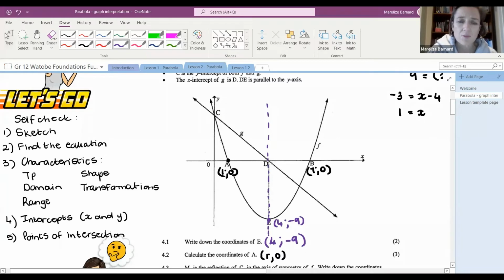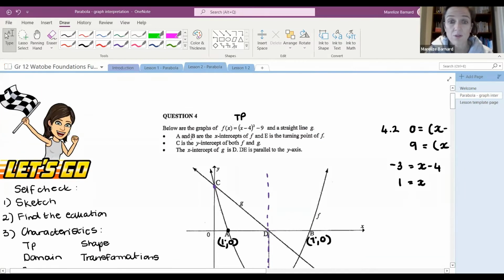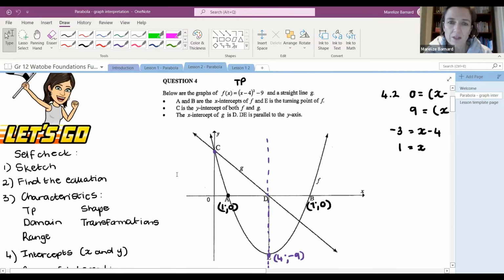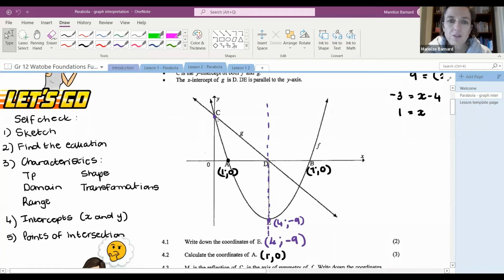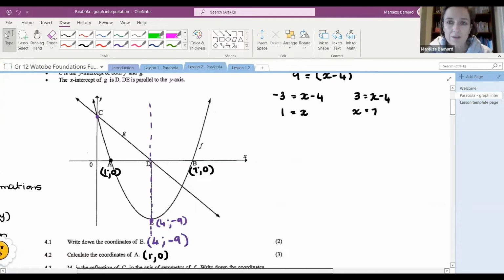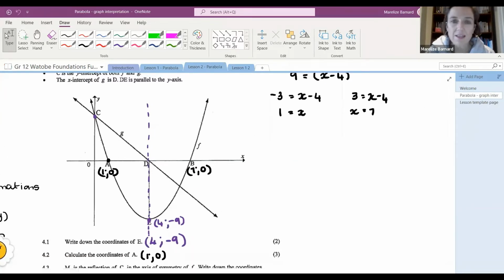Right, now first we should probably determine the coordinates of C. So C is the y-intercept of the parabola. It's also the y-intercept of the straight line, for which we don't have the equation, so that's not really helpful. But we need to, and it's 3 marks, okay? So it's a little bit of work. We need to determine what the y-intercept is of the parabola, so that we can know what the coordinates are of C. So how do we determine a y-intercept?